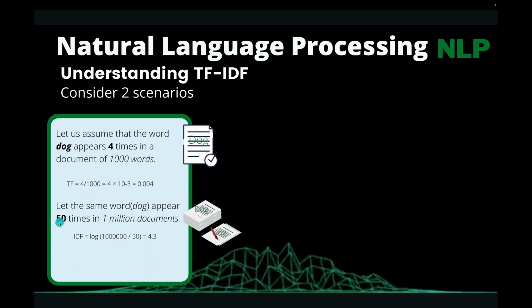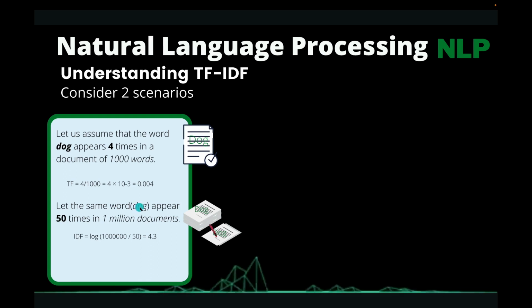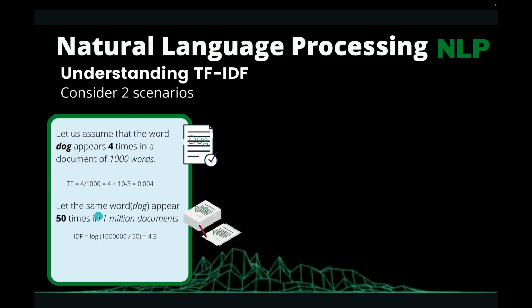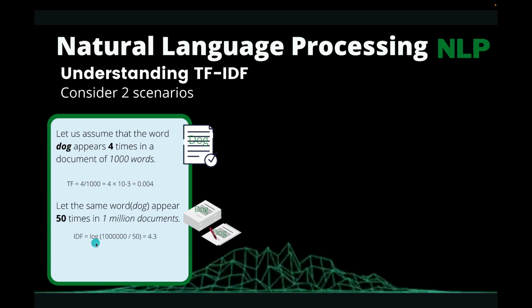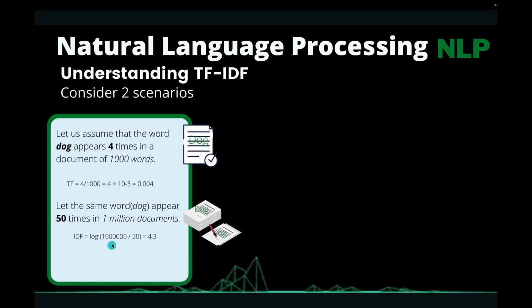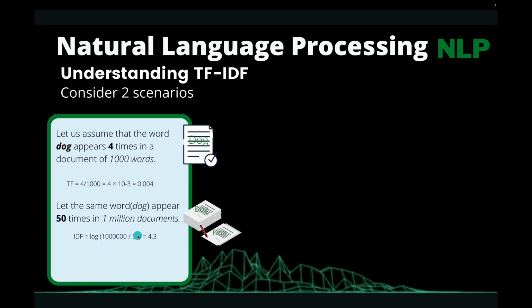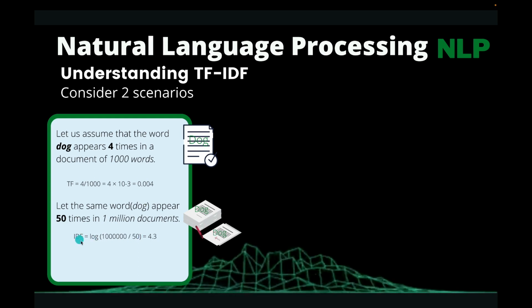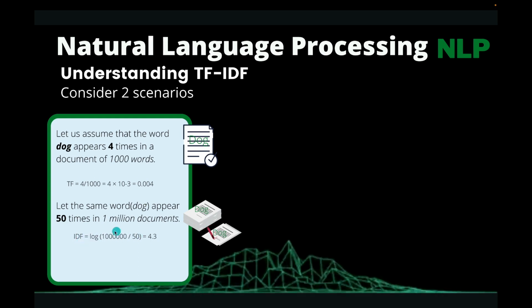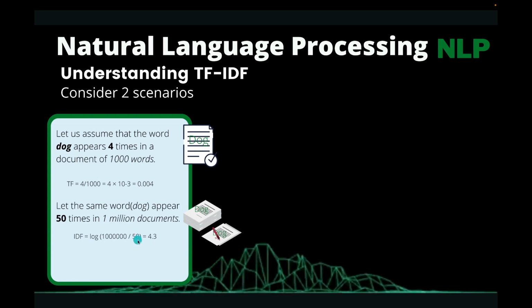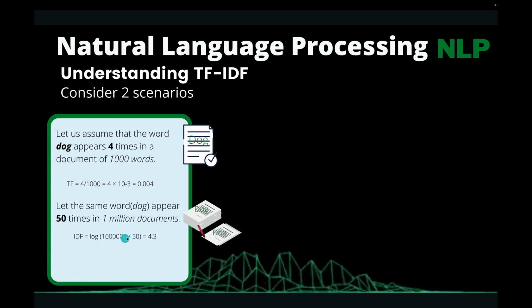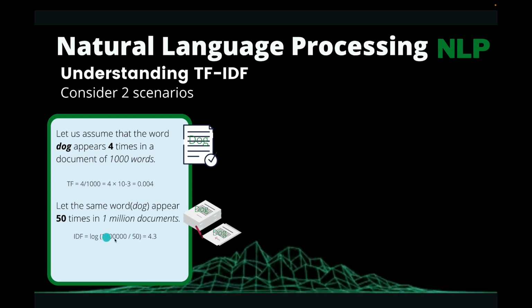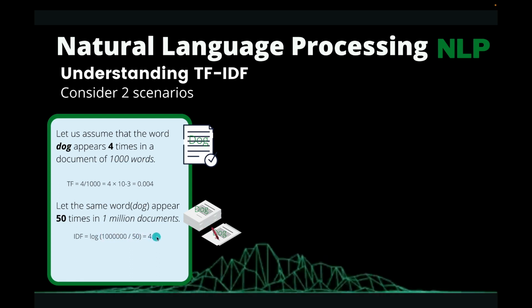Now we are saying that "dog", the term, appears 50 times in the entire document collection. So to calculate the IDF, we use log: log of the entire document count, which is 1 million, divided by 50. Remember, it is inverse document frequency, so the entire document count divided by the number of times the term appears. When we divide this and then find the log of that, we're going to have 4.3.